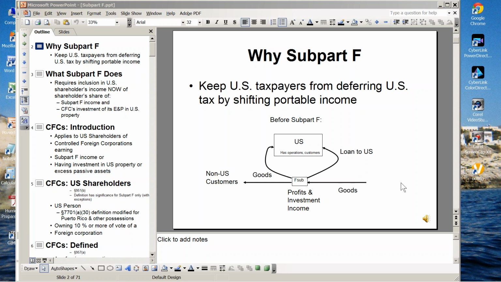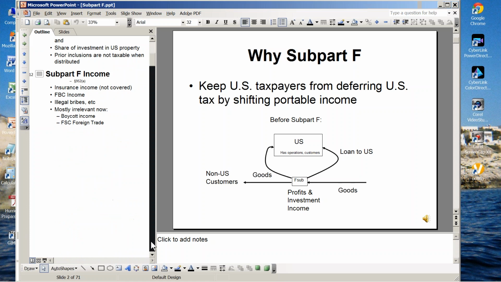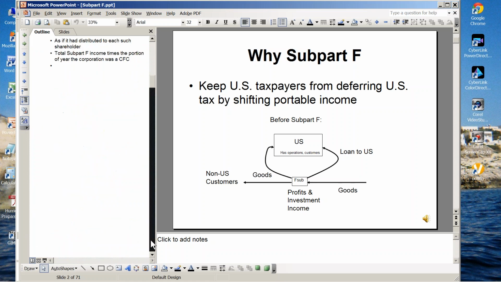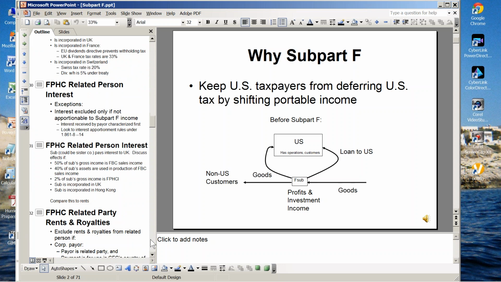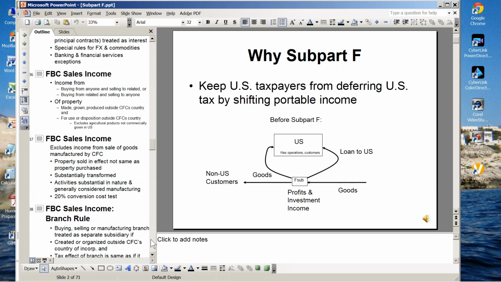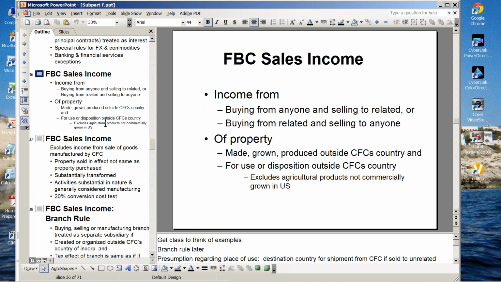Tonight, we're going to cover foreign-based company sales income and foreign-based company services income. Let's get down to that point and have it sitting there for a moment. These are two key aspects of Subpart F income.